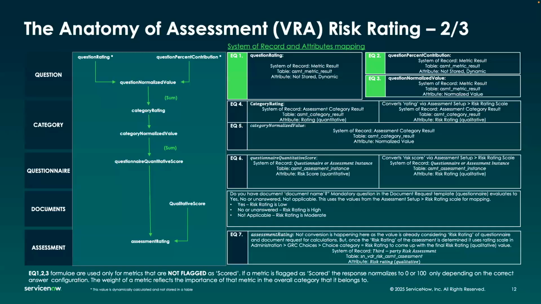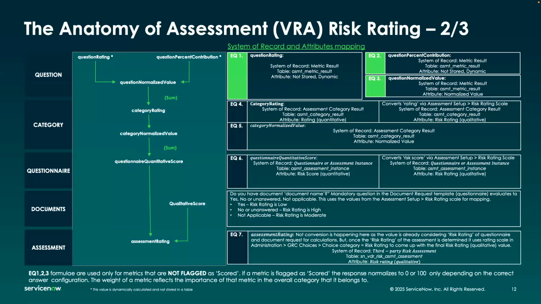Now that we have explored the methodology of how the assessment risk rating is calculated, let's take this a step further by breaking down where each of these calculations lives in the system. This slide gives you a behind the scenes view of the specific system of record, tables, and attributes responsible for storing or generating these values. This view is critical, especially for those of you involved in reporting, integrations, or troubleshooting. Let's walk through it from the ground up, mirroring the calculation flow we saw earlier.